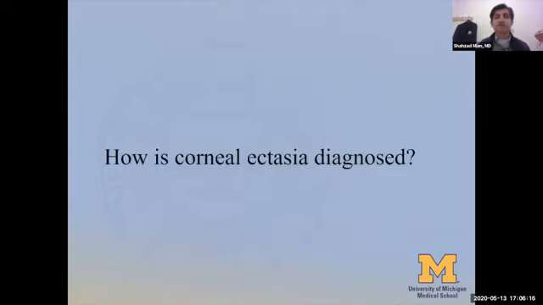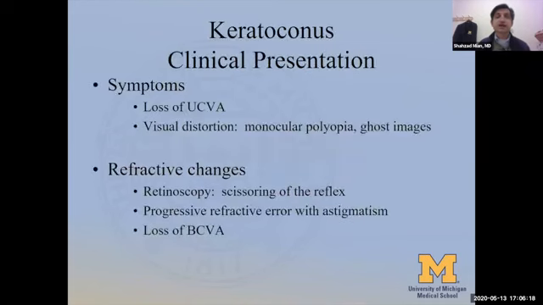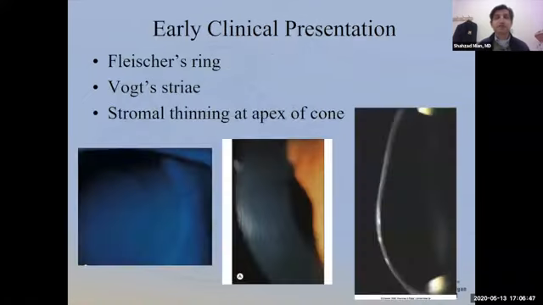So how is corneal ectasia diagnosed? Well, a clinical presentation used to be the only way we really diagnosed keratoconus, where again, there's loss of uncorrected vision, often complaints of visual distortion, including monocular polyopia, ghost images, glare and halos associated with it. The refractive changes can be detected on retinoscopy with scissoring of the light reflex, again, progressive refractive error with induced astigmatism and eventual loss of best corrected vision.